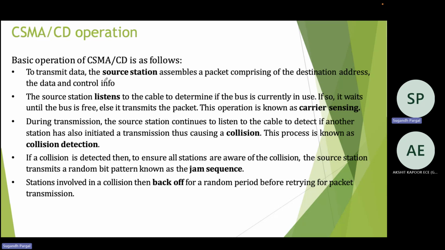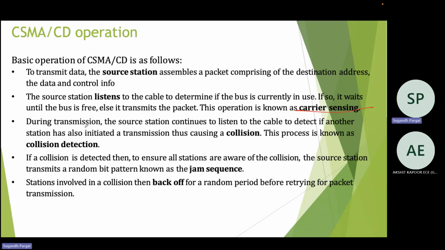To transmit data, the source station assembles a packet comprising the destination address, the data, and the control info, as we have all seen. The source station listens to the cable to determine if the bus is currently in use or not. So it senses the channel. If it is in use, it waits until the bus is free. Else, it transmits the packet. This operation is known as carrier sensing.